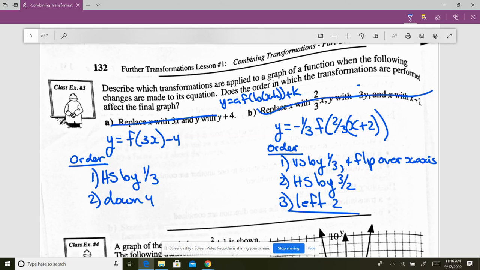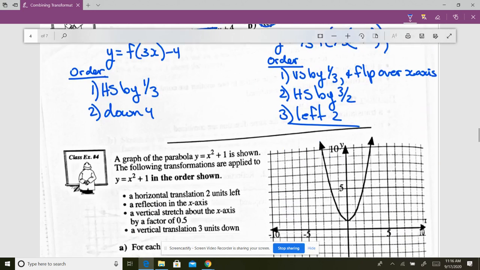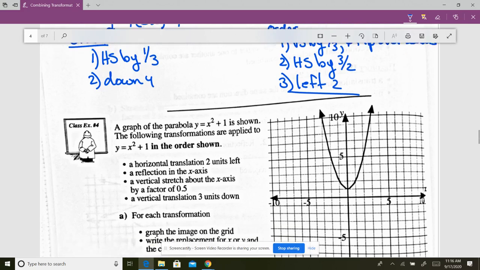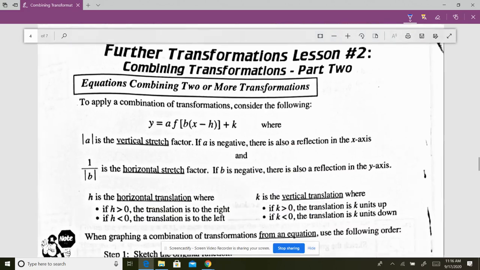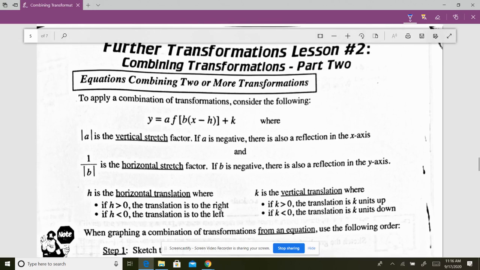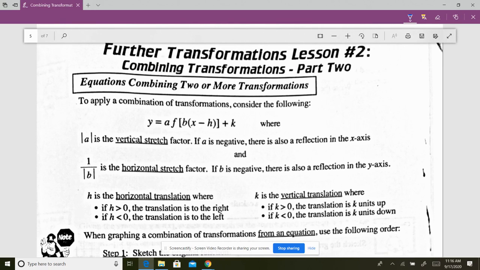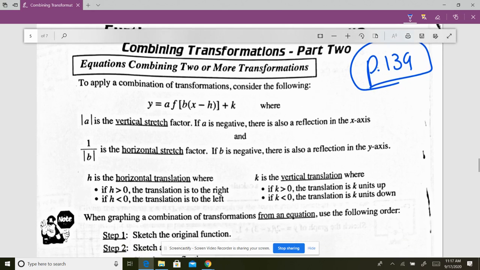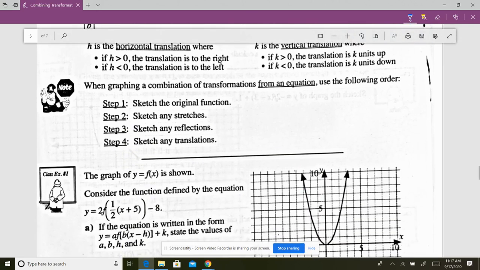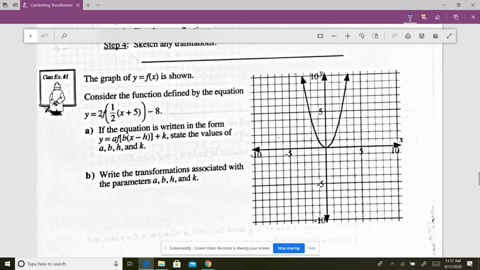All right, so now we're putting it all together. Okay, is that okay? We're going to practice it again right now. So we're going to skip that lesson. We're done. Just walk away from it. We're going to go to lesson number 2 of transformations on page 139. Is that right? Okay. We're going to do it with a graph now.